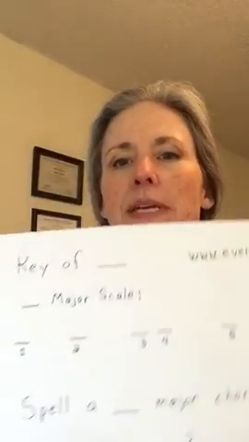So in the upper left hand corner of your paper, write D, and under key of D where it says blank major scale, write D major scale, and over the number 1 write a D, over the number 2 write E, over the number 3 write F, over the number 4 write G, over the number 5 A, and then B, and then C, and then D.